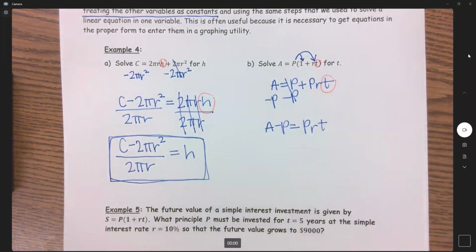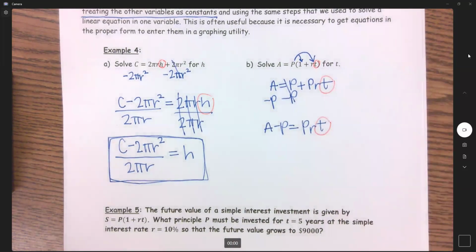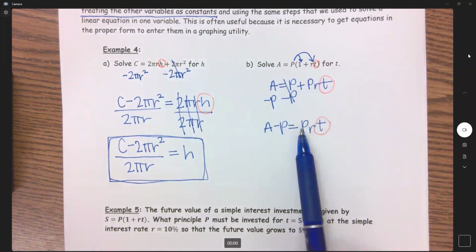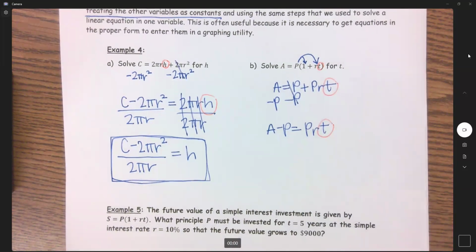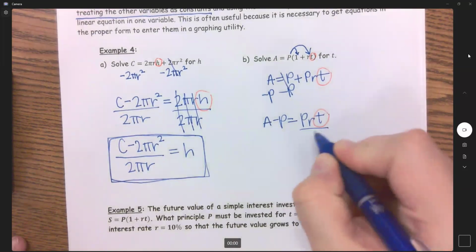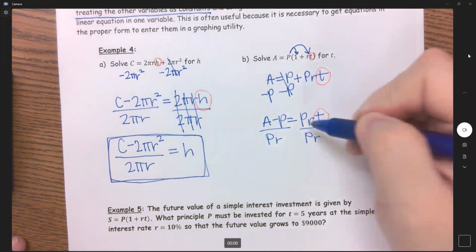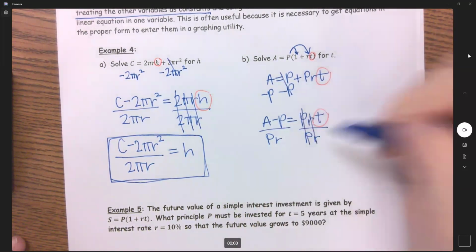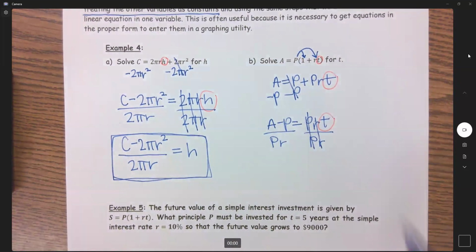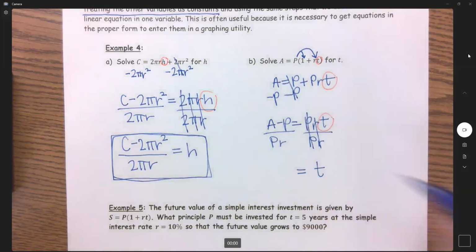Now, if I'm solving for, again, T, what is happening between P, R, and T? Those are all being multiplied. So the opposite would be to divide. So we'll divide both sides by PR. So these P and R's cancel. I am left with T.